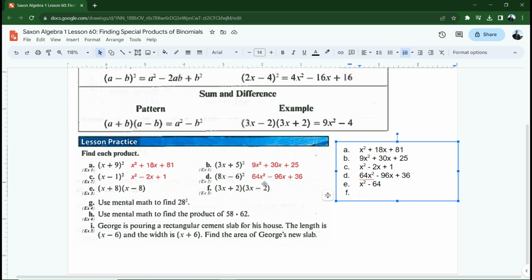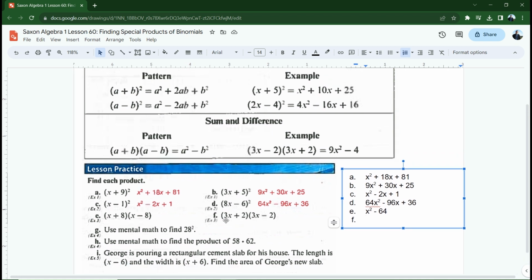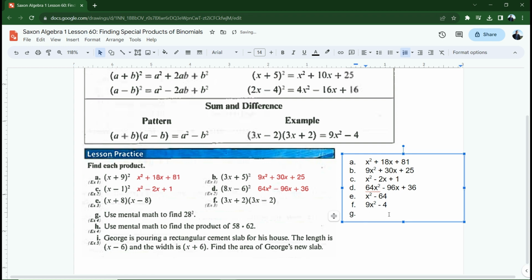All right, here again, pattern, pattern, pattern. This is just going to be the first, because it's this pattern, it's a number plus a number minus a number, and they're the same numbers. So it's just going to be the first term squared, 9x squared, 3x squared, all right? And then minus the second term squared, 4. All right, letter G actually turns the tables just a little bit.